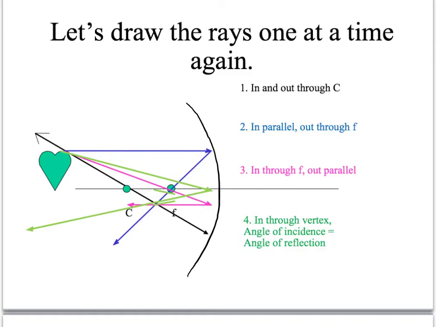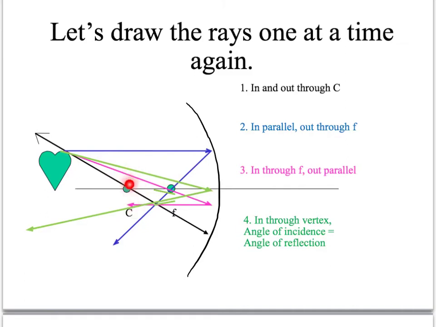So one of the things I do is I color code my rays so that I can see what they are. But here's, notice the black one: in and out through C. In parallel, out through the focal point. In through the focal point, out parallel. In through the vertex, our angle of incidence equals our angle of reflection.